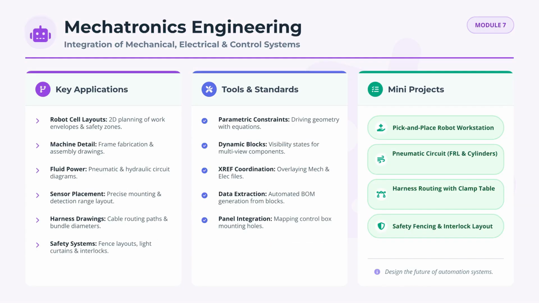Module 7 covers mechatronics engineering, integrating mechanical, electrical, and control systems. Learn about robot cell layouts, fluid power, and safety systems. Key tools include parametric constraints and XREF coordination to design automation systems.